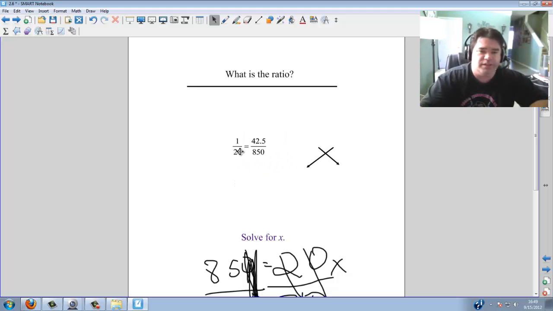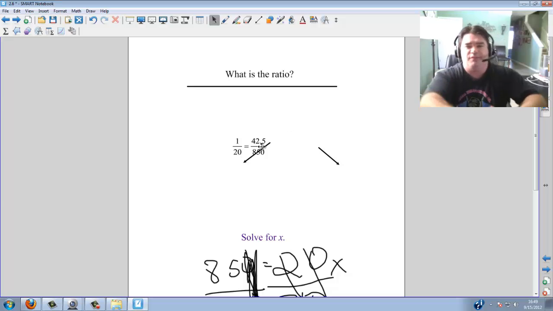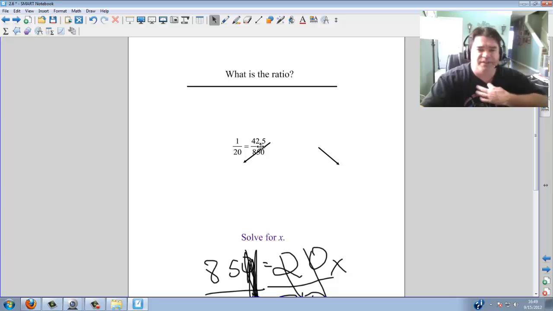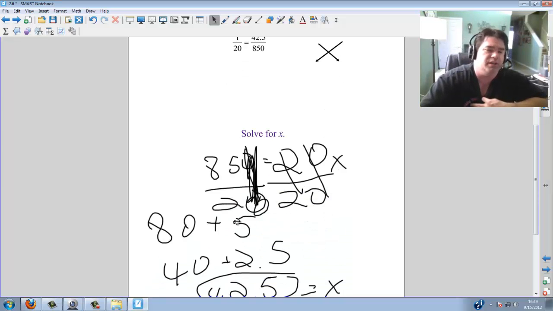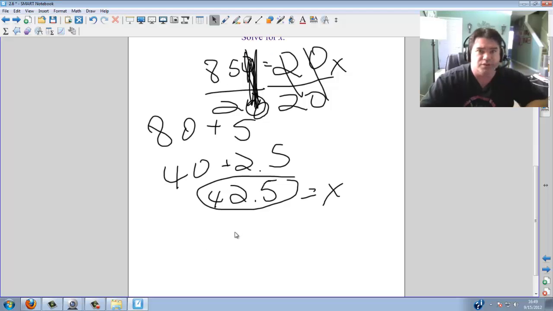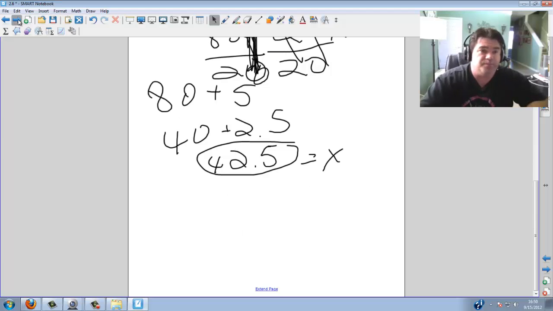Let's take a look. 20 times 42.5. A little quick math in my head. 20 times 40 is 800. 20 times 2 is 40, so that's 840. And 20 times a half is 10, so I get 850. And 1 times 850 is also 850, so I'm good to go. You, of course, can certainly use your calculator where you need.